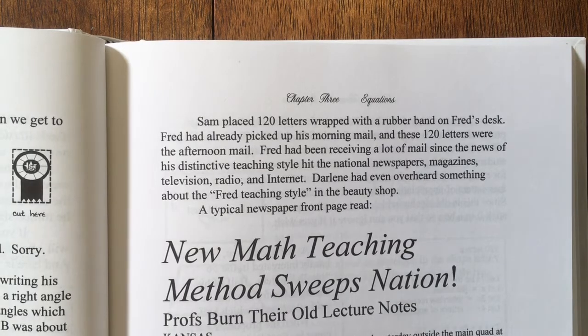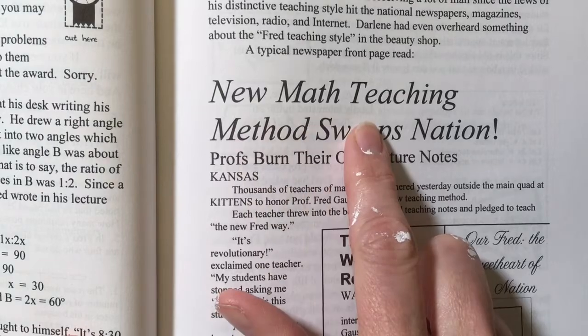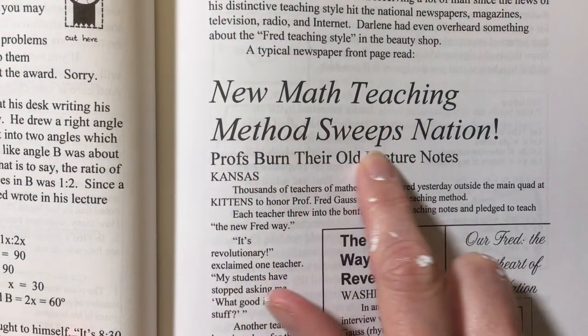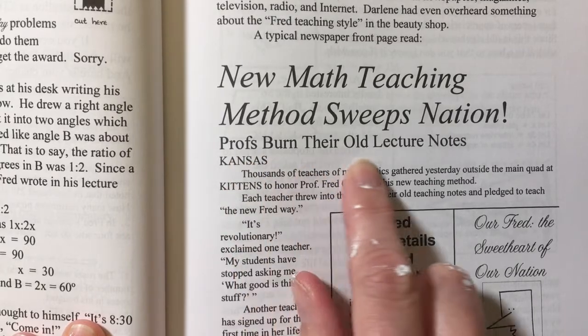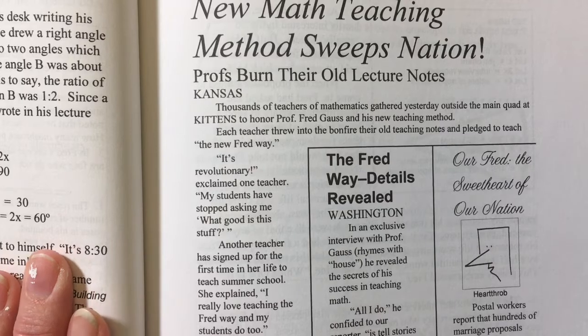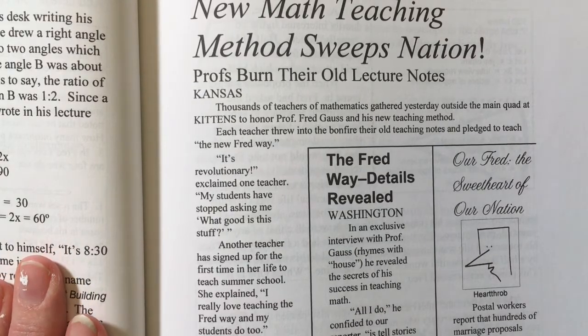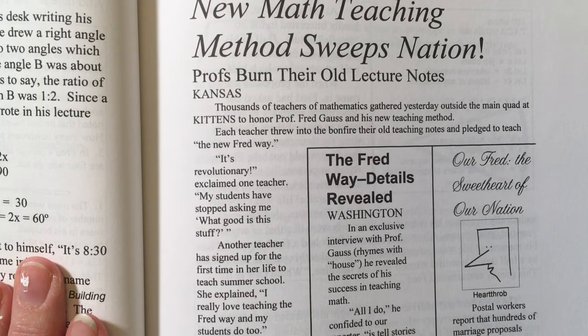A typical newspaper front page read, "New math teaching method sweeps nation. Professors burned their old lecture notes. Kansas. Thousands of teachers of mathematics gathered yesterday outside the main quad of Kittens to honor Professor Fred Goss and his new teaching method. Each teacher threw into the bonfire their old teaching notes and pledged to teach the new Fred way."